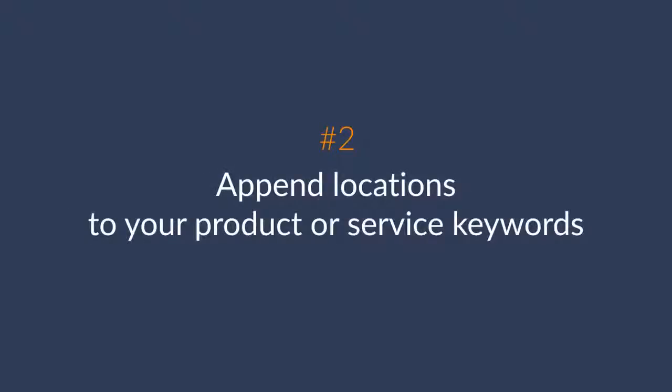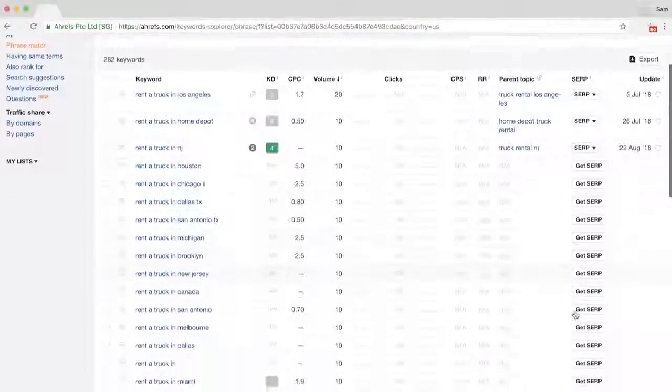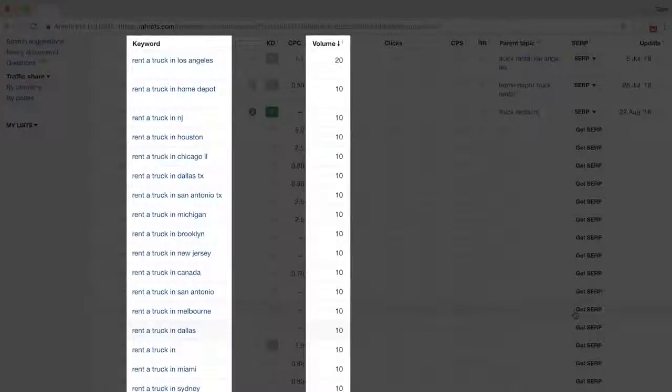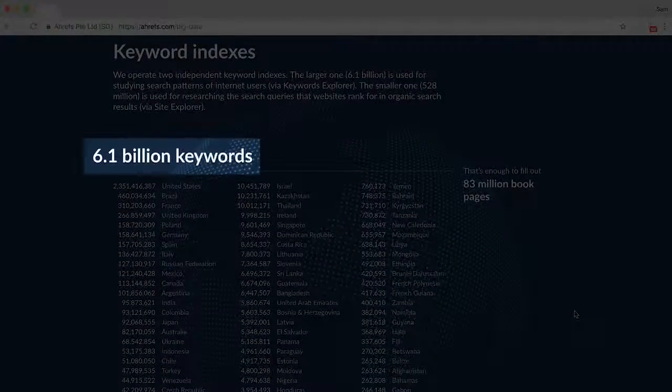The next strategy is to append locations to your product or service keywords. For example, if we look at the phrase match report for rent a truck in, you'll see hundreds of results that are all very low competition. Now this might seem underwhelming since the search volume is really low, but take roughly 300 keywords, multiply by 10, and you have 3,000 searches per month now. In this example, I would guess they hold commercial value too. Keep in mind that even though Ahrefs' keyword database is absolutely monstrous, it doesn't contain all possible search queries that people might search for. So there's a lot of low-hanging traffic here up for grabs.